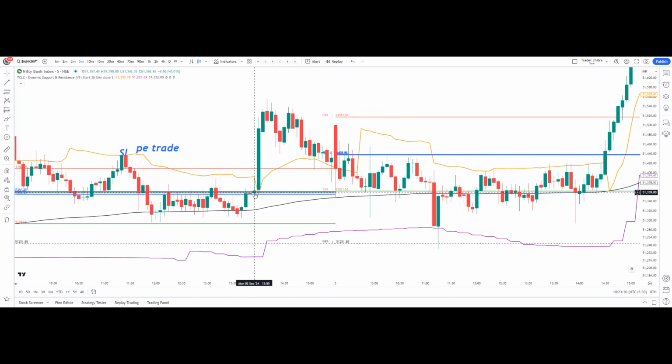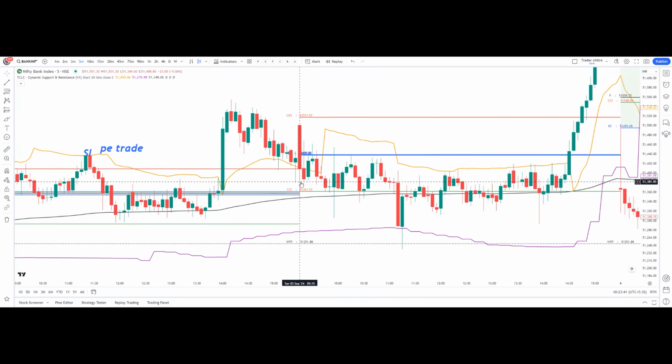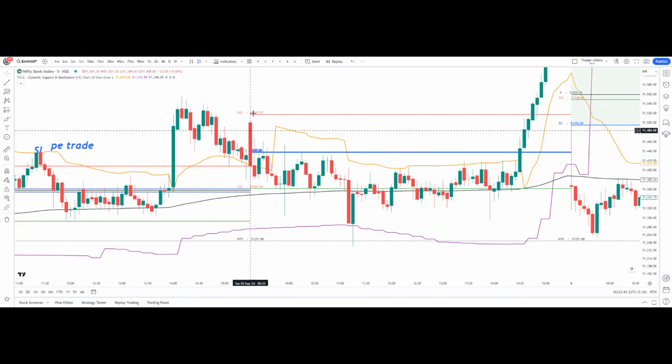So this particular spinning top or doji candle we got at the CPR breakout, and above this particular resistance level, on the breakout you can enter the long trade. Okay. Again, the next day we can see that the Bank Nifty opened in between S3 and R3 and below CPR. That is a narrow CPR, and we can see this yellow line.